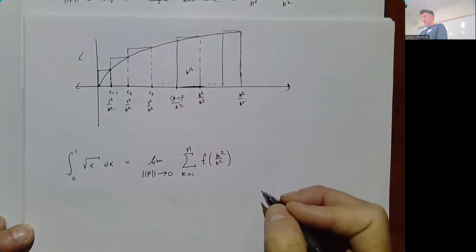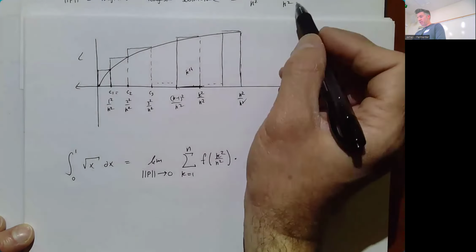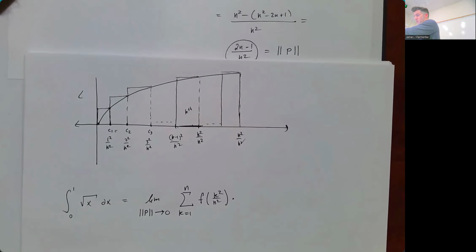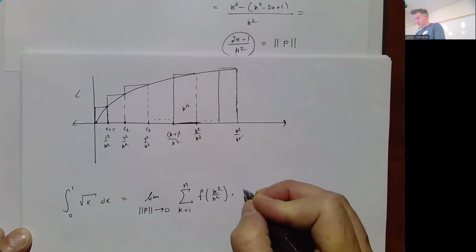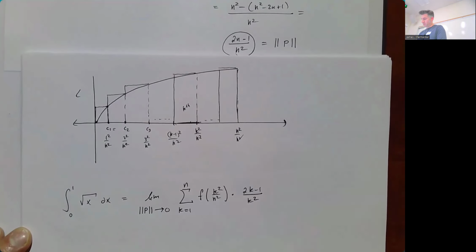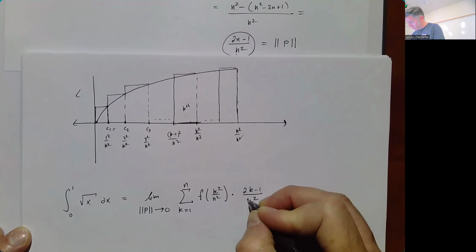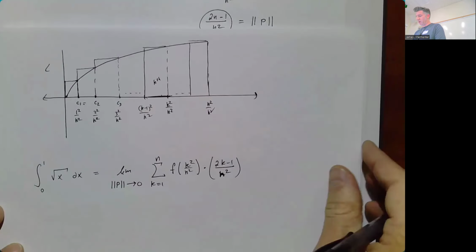And the base is going to be, well, the base of this, just like the base of the nth one was 2n minus 1 over n squared, the base of the kth one is going to be 2k minus 1 over n squared. Sorry, not over k, over n squared. Let me show that because I feel like I'm being a little hand wavy here.